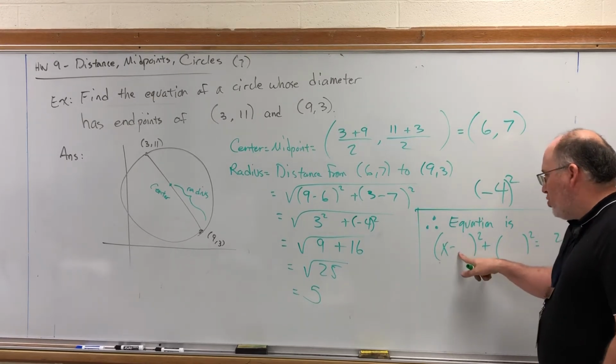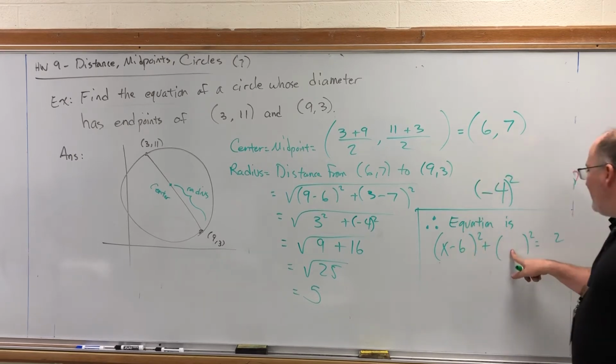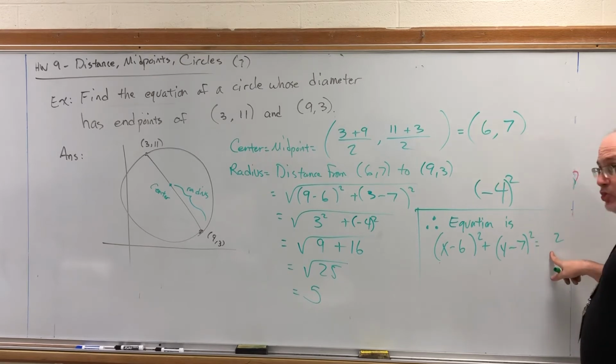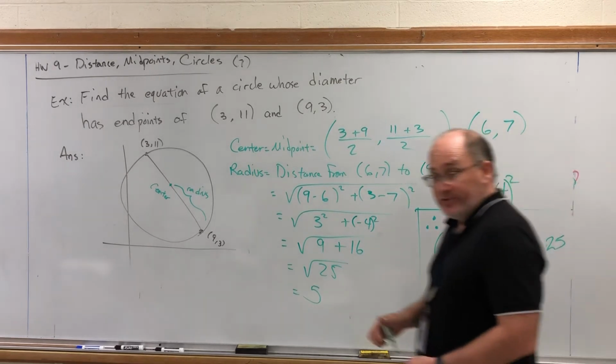X minus the x coordinate of the center, which was 6. Y minus the y coordinate of the center, which was 7. Square of the radius. I don't want to rewrite the whole thing. Let's just replace the 5 squared with 25. There's the equation, and that's the end of this section.